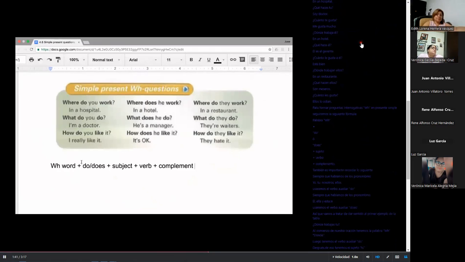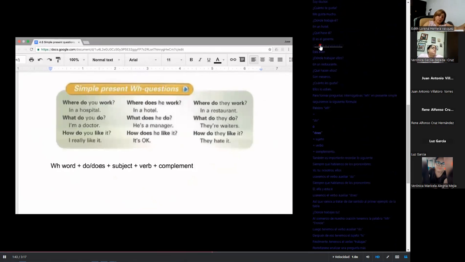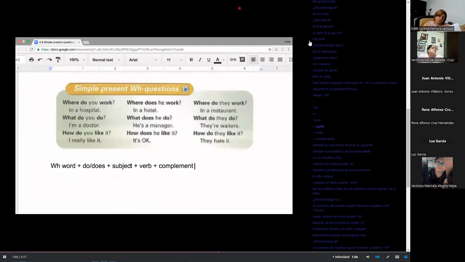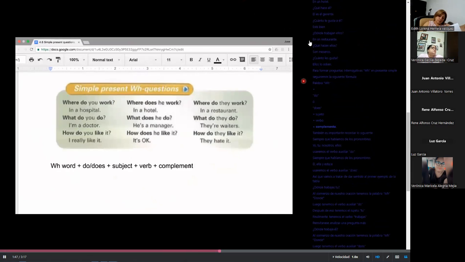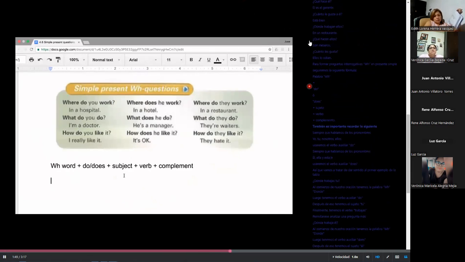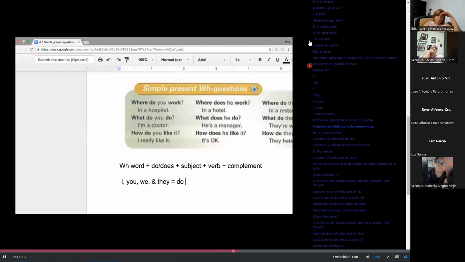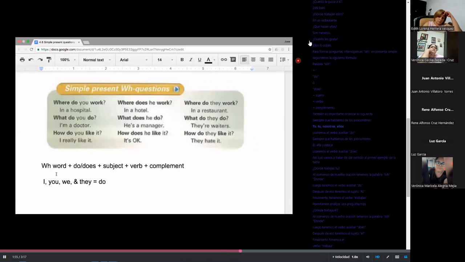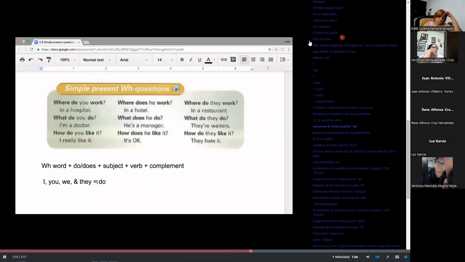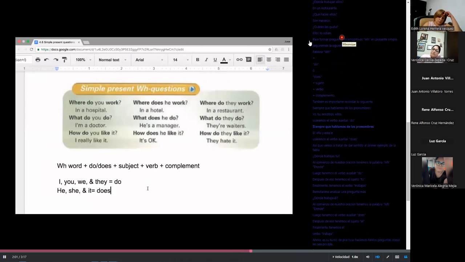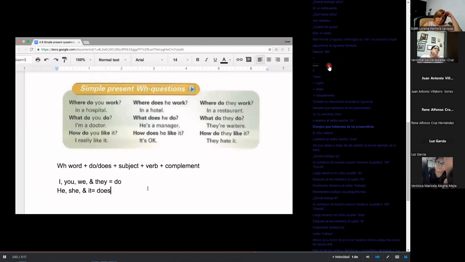WH word plus do or does plus subject plus the verb plus complement. It's also important to remember the following. Whenever we talk about the pronouns I, you, we, and they, we will use the auxiliary verb do. Whenever we talk about the pronouns he, she, and it, we will use the auxiliary verb does.